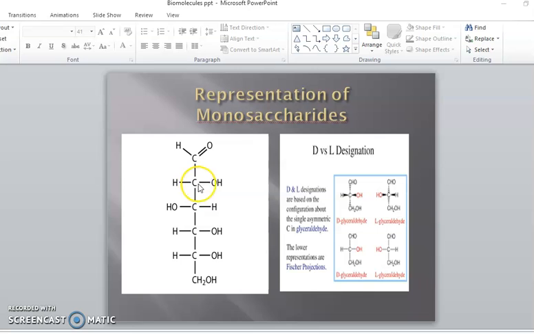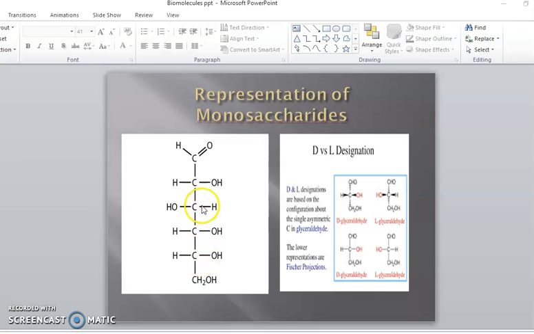See, here you have the OH carbons, all these are OH carbons, and this is the aldehyde. Among these OH carbons and the aldehyde, the aldehyde is the most oxidized one. The most oxidized carbon must be put at the top. Then the further carbons are represented one after another below.